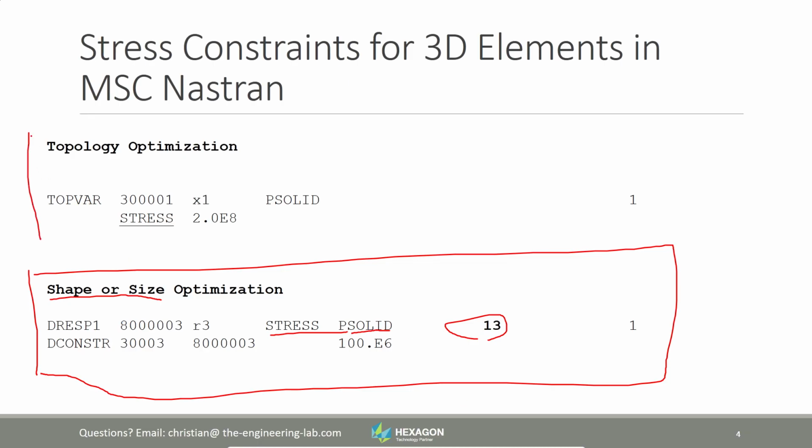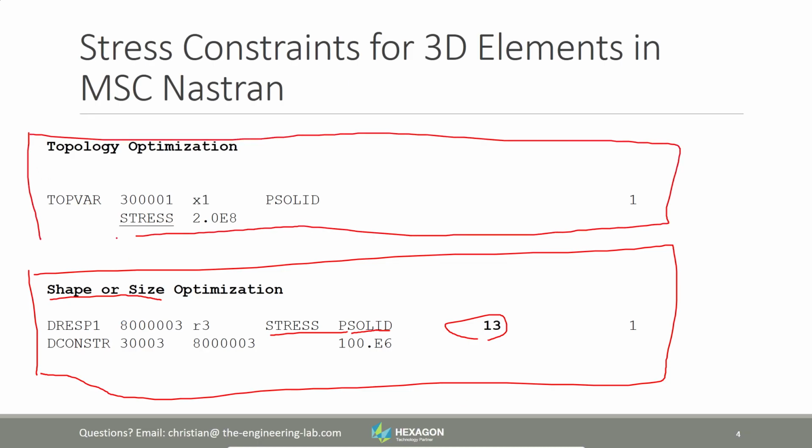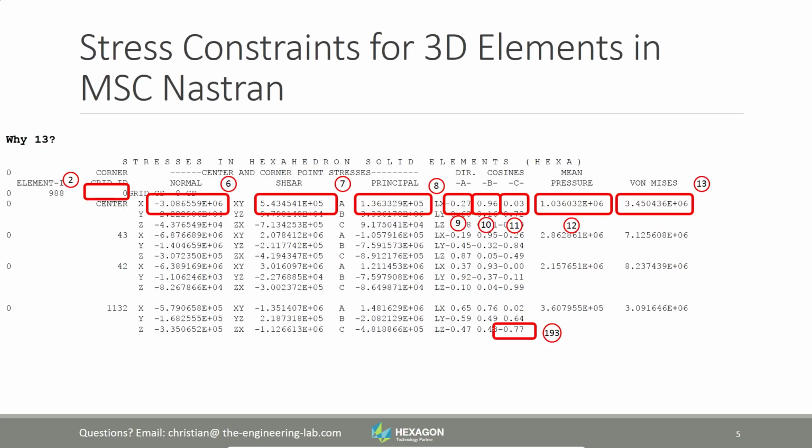So again, if you're using topology optimization and you want to constrain stress, you have to use the stress field on the TOPVAR entry. If you're performing shape or size optimization, you can use a regular DRESP1 entry, configure it to use the stress, and so on and so on. Now, this item code is very important.